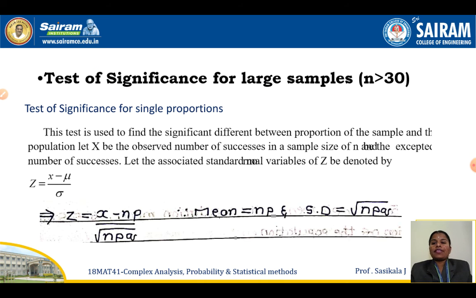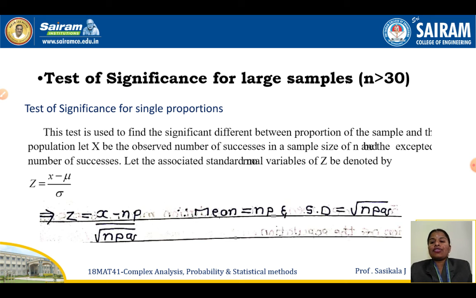Okay. The next one is the test of significance for large samples. We have seen the test of significance; now we are going to see the large sample. A sample of size 30 or less is considered small, and more than 30 is considered a large sample, as we have seen in the last video.